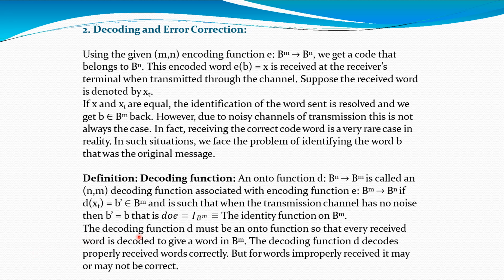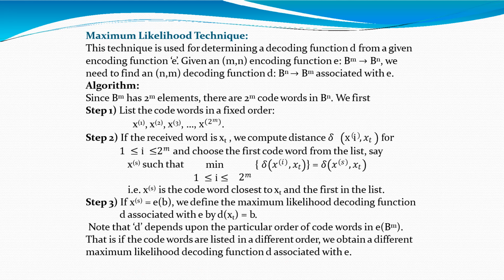Now the decoding function D must be an onto function so that every received word is decoded to give a word in Bm. See, the function is onto, it means every element in the codomain must have a pre-image. Now Bm contains all the words that we have to decode, and so the function must be onto. The decoding function decodes properly received words correctly, but for words improperly received it may or may not be correct.